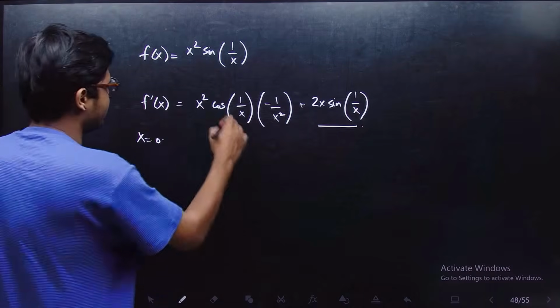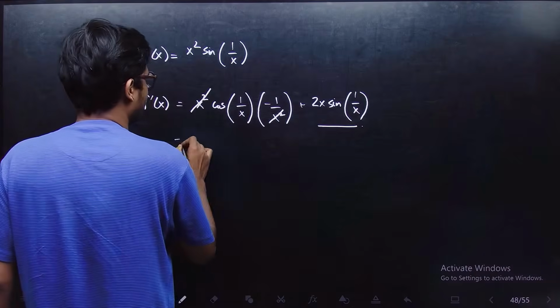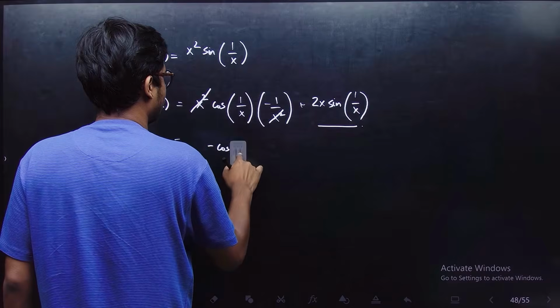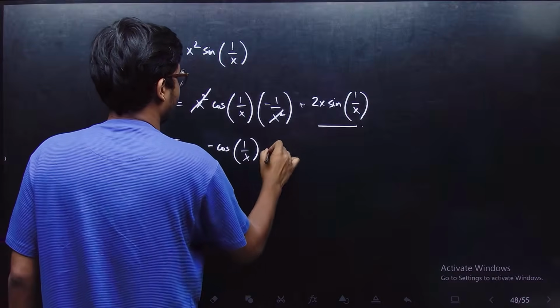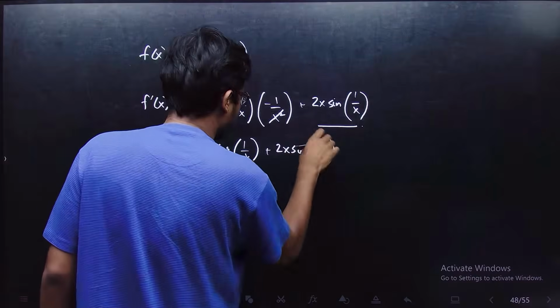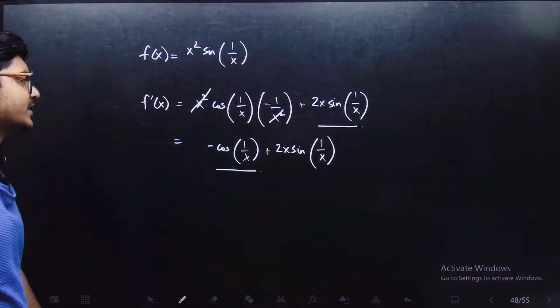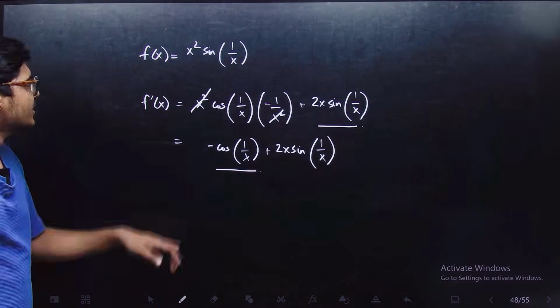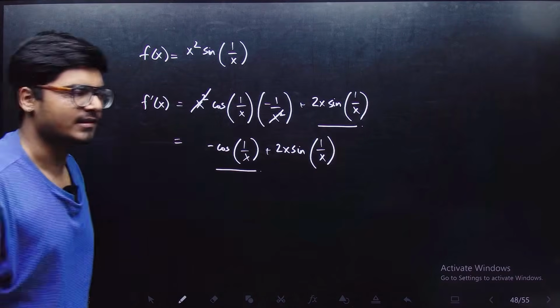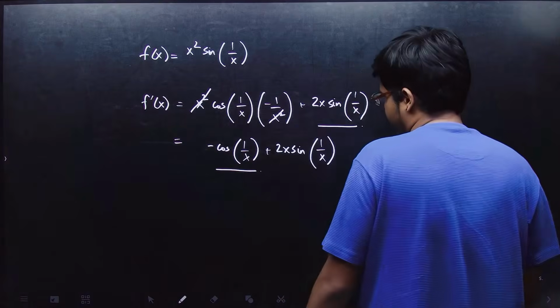This cancels out, so it will be left with minus cos of 1 by x plus 2x sine 1 by x, right? So even though the second term has limit 0, for the first term we can't really make any predictions as x goes to 0. So even though the function is continuous at x equal to 0, its derivative is not going to be continuous at x equal to 0. So that is also incorrect, okay?